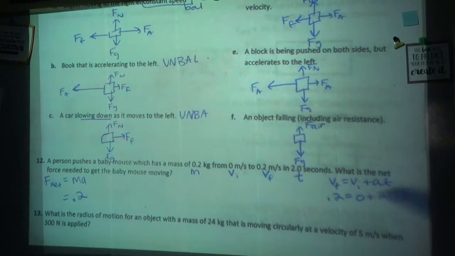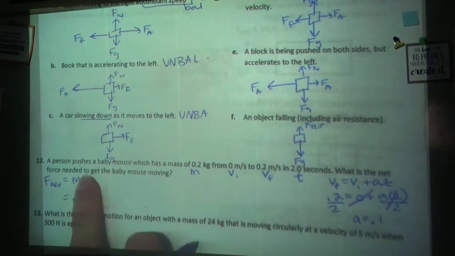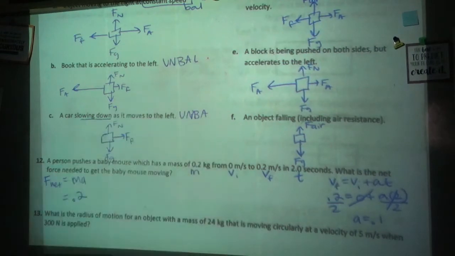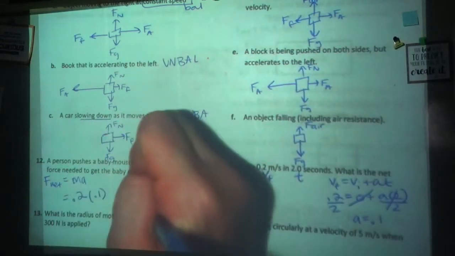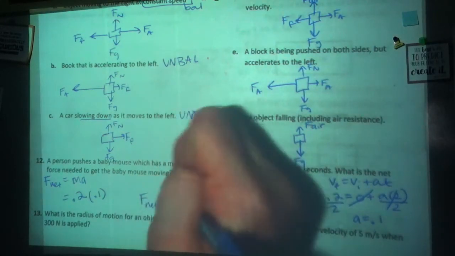0 plus 0 doesn't mean anything, it just goes away, and then you divide your 2 over, so you get acceleration is 0.1. Now that's not the answer, because what I wanted was the net force, so I'm going to plug in net force is mass 0.2 times acceleration 0.1, and that gives me a net force of 0.02 newtons.